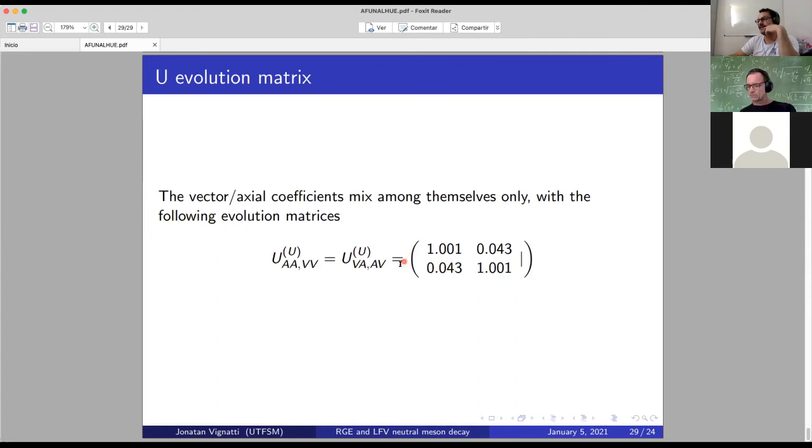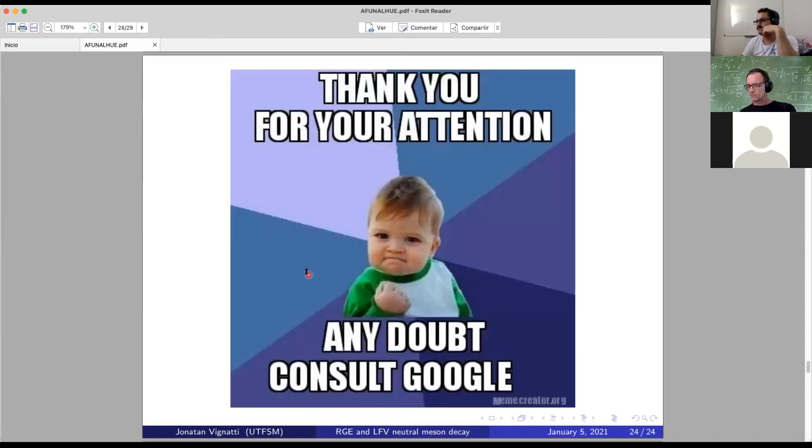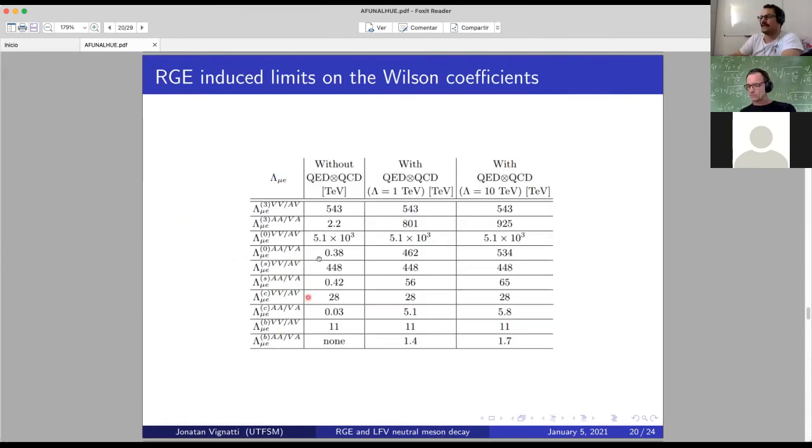So the off-diagonal terms are there. For example, in vector and axial with this vector, this is the Wilson coefficient, and let's remember that axial is 2.2 and vector, without QCD, is of the order of magnitude of 10 to the 1,000. So multiplying these, we have indeed hundreds. That's why the big enhancement appears here. This is a work in progress, but these are the final results mainly.